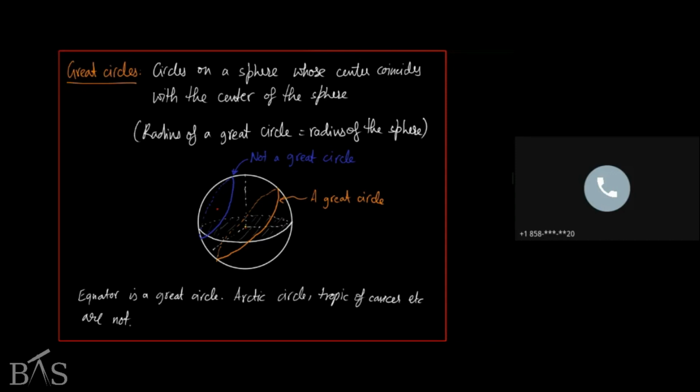Now, a great circle on a sphere is a very important kind of circle because if you want to find the shortest distance between two points on a sphere, the arc of the great circle that passes through these two points is the shortest distance. So that's why great circles are very important for navigation. In this sense, they are called geodesics. They are the geodesics on the sphere.